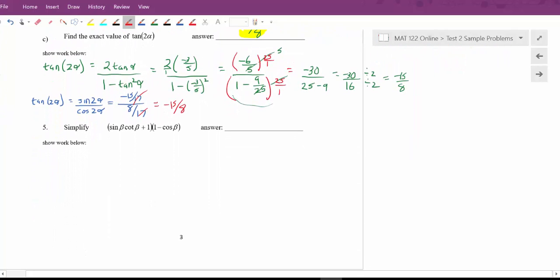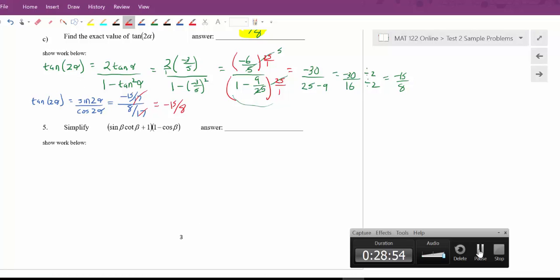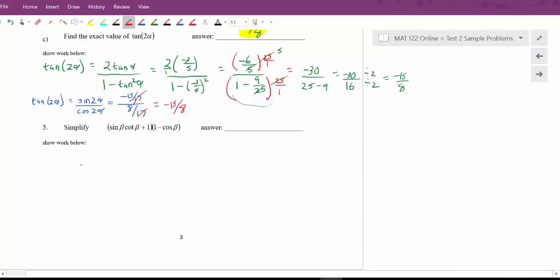Okay, now getting into some identities and some simplification. One of the things that we're going to have going on in this type of problem is just multiplying and using identities. So you need to be sure that you know all of your fundamental identities. So I'm going to start this problem. There's more than one way to do this. The way I'm going to start this is I'm just going to multiply it out. This is FOIL. So let's go ahead and do that. The first term, sine beta cotangent beta times 1, is going to be sine beta cotangent beta.